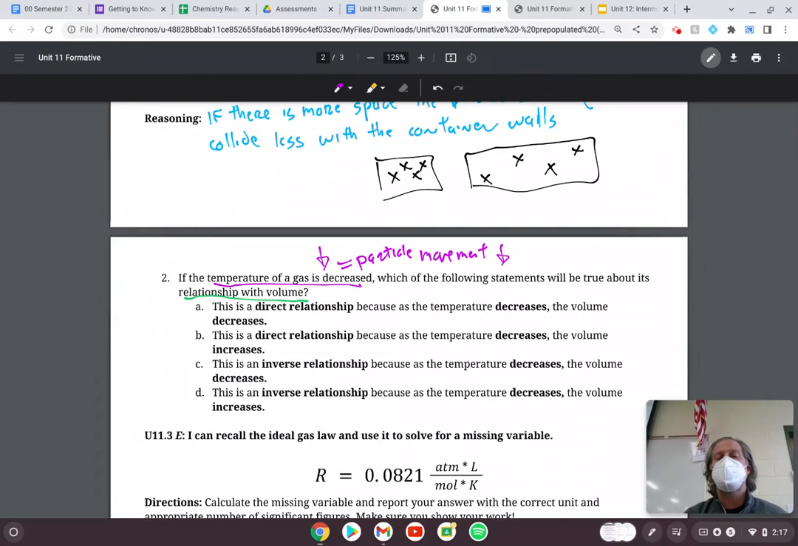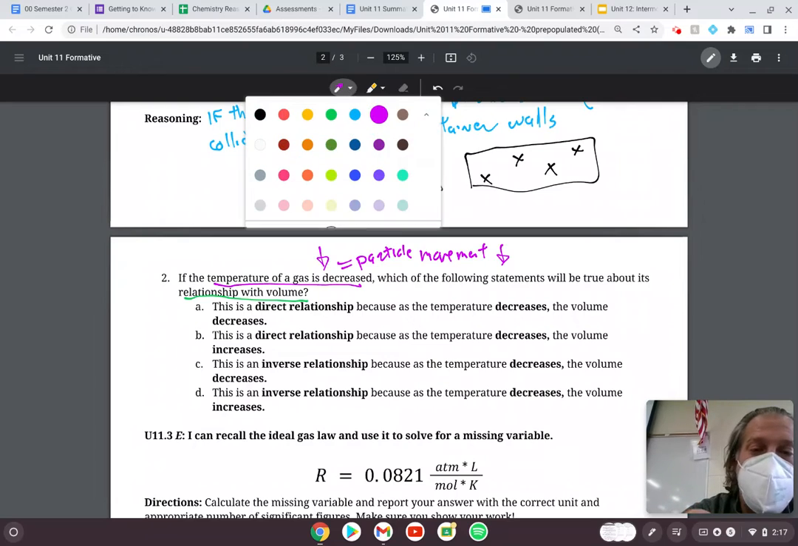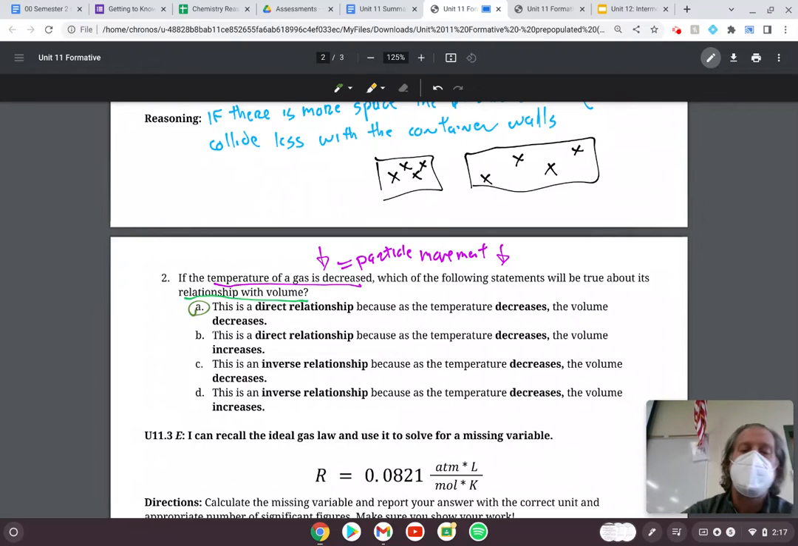Okay. So if there is a particle movement decrease, that means that they're going to move around less, and that means they're going to need less space to do that. So in this case, our best possible answer is going to be this is a direct relationship because as temperature decreases, the volume will also decrease. Again, slower moving particles need less area to roam around.